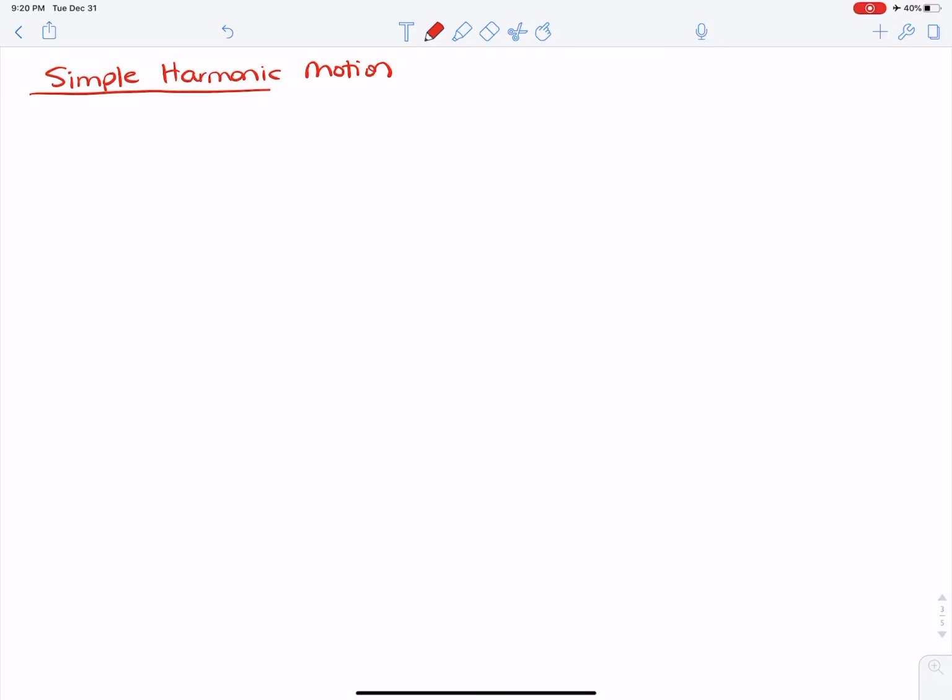All right, what is that? It is a type of periodic wave motion of an object.